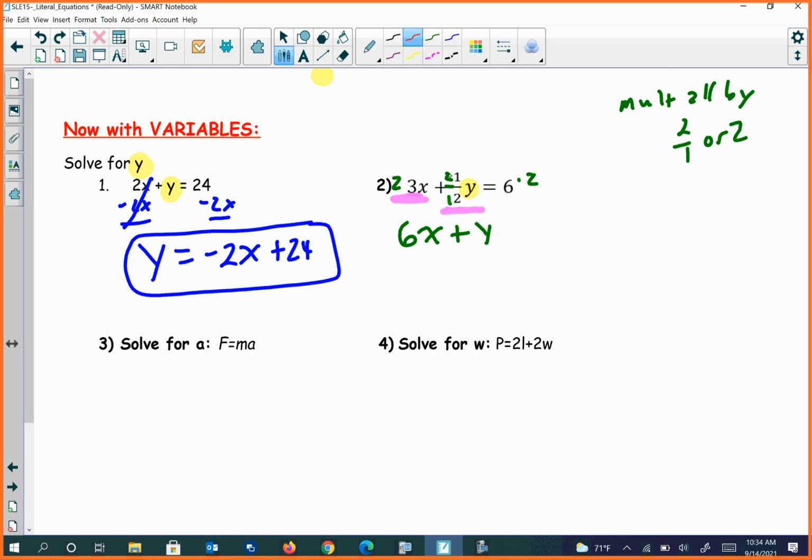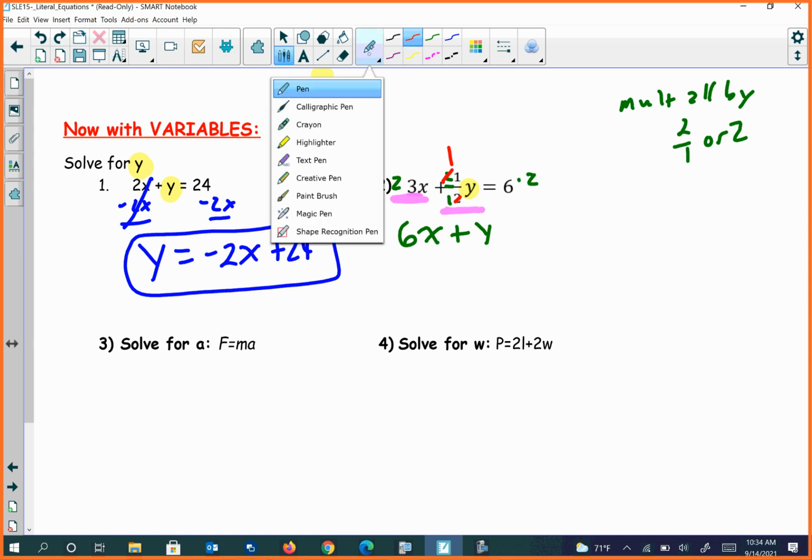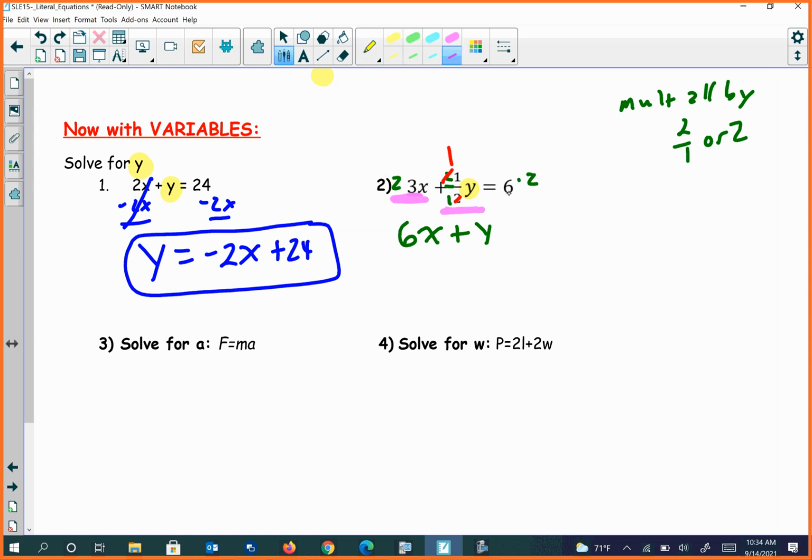Agree? And so here's the math that's taking place. 2 goes into 2 once and leaves us a 1. So 1 times y is just y. What does this give me? 12. Does that seem okay? So by us doing that, we cleared our fraction. We got rid of our fraction. Our fraction is gone.